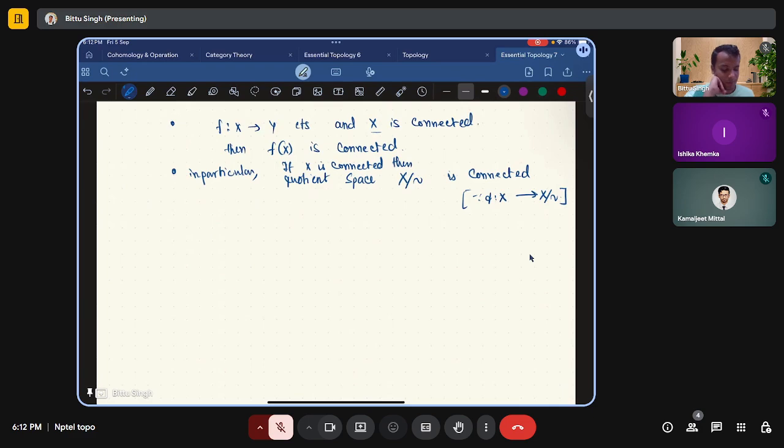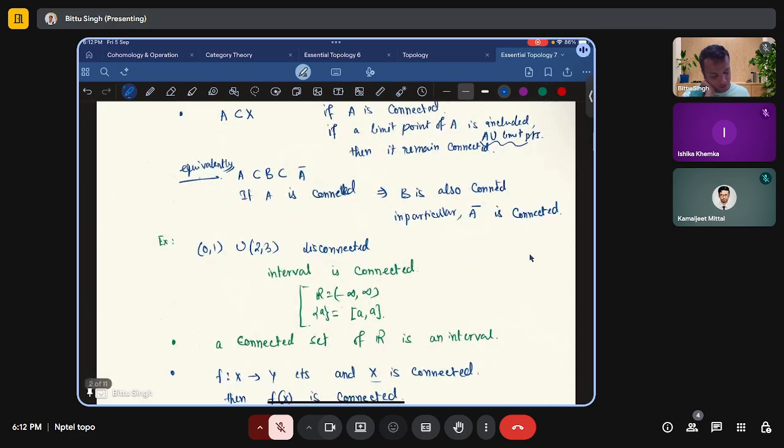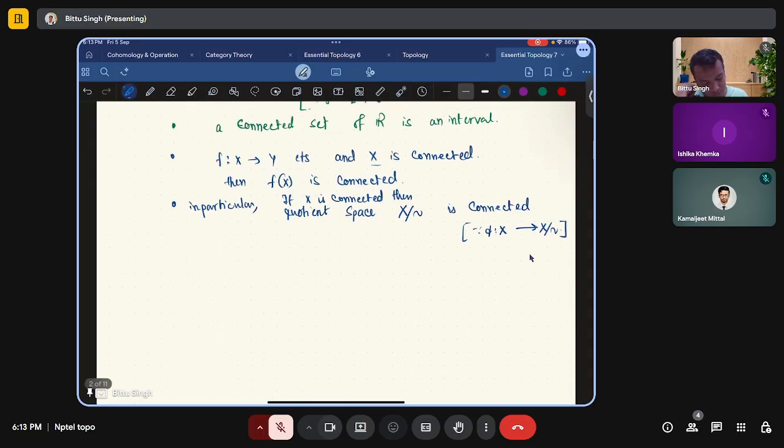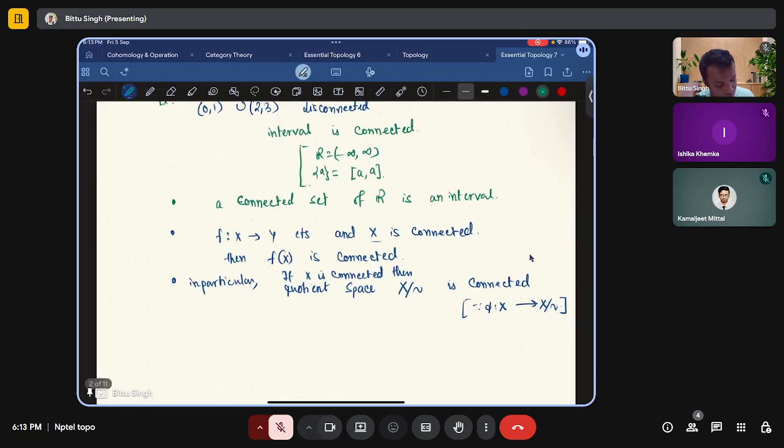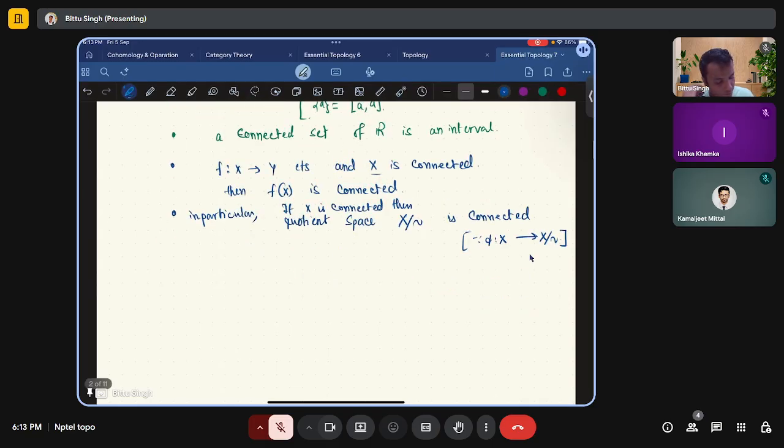But what about a subspace? We have already seen that this is a subspace of the real numbers, right? Though the real line is connected, this is not connected. So as a corollary, if we assume those two theorems, we get the following property: the intermediate value theorem or intermediate value property.